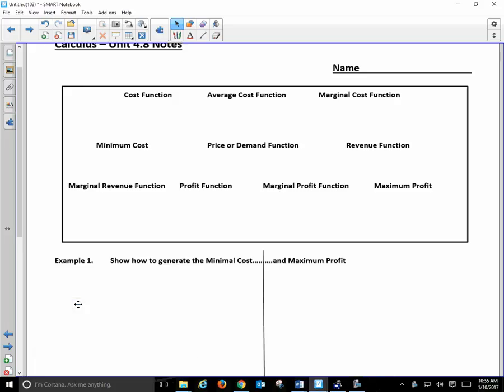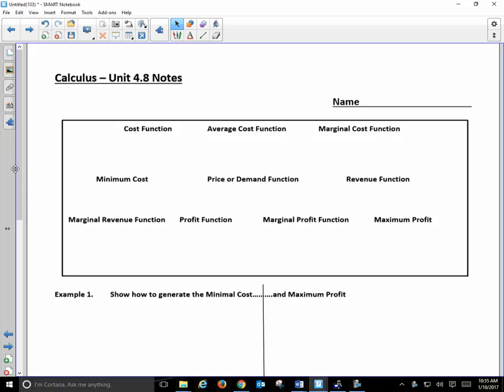Okay, applications to economics. Raise your hand if you're taking econ right now. That's not you. You took it last year.